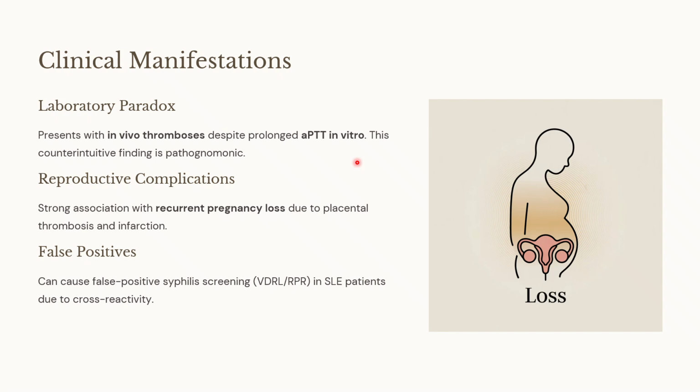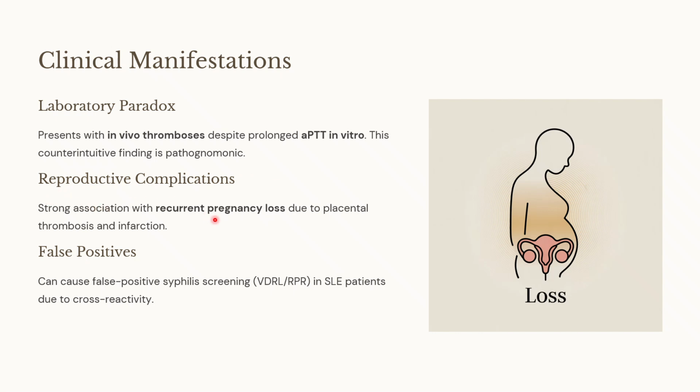This is because the antibodies target the phospholipid binding protein, that is the beta-2 glycoprotein. In the clotting assays, they bind to phospholipids in the reagent and block the phospholipid dependent steps for clotting to happen. So the clotting does not happen in vitro, therefore the APTT is prolonged. But in the body, they promote platelet activation, endothelial activation and complement activation, which favors clotting.